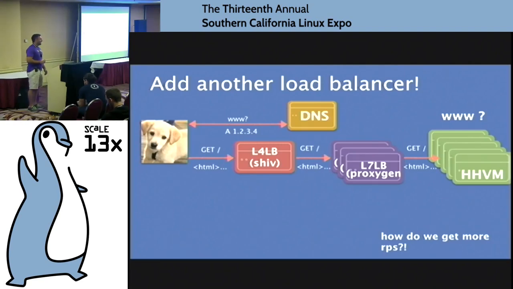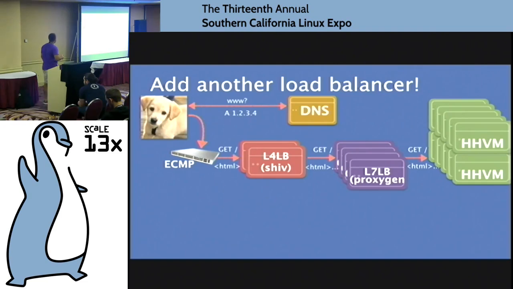So this is great. How do we get more RPS? We can't serve all of Facebook just with this. We add another load balancer. The last load balancer, at least within the cluster, is actually our top of rack switch. We do layer 3 from our top of racks throughout the rest of our network. So the only layer 2 is within the rack.